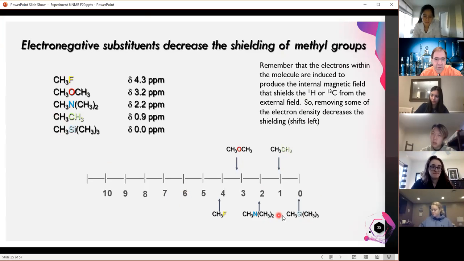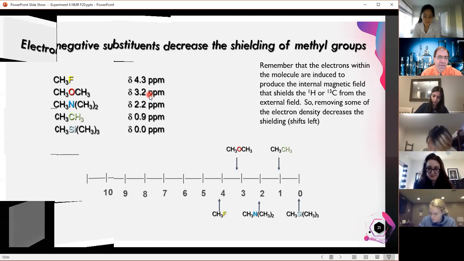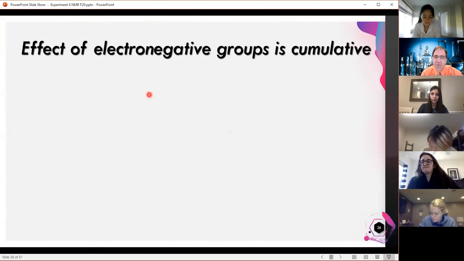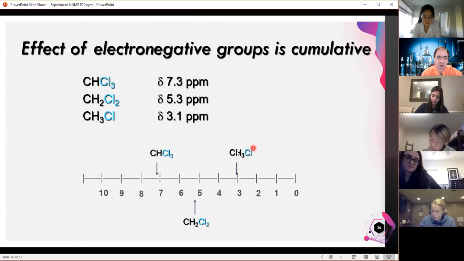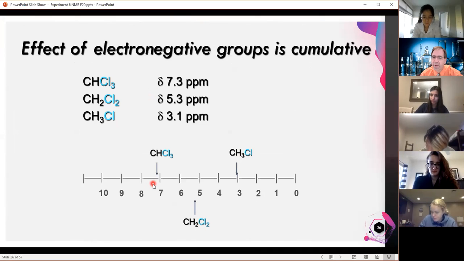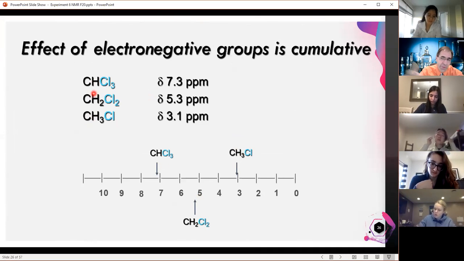Okay, so these are real molecules with real chemical shifts. And the effect is cumulative. So if you have 1 chlorine, it pulls a little bit away. If you have 2 chlorines, it pulls more electron density away. And if you have 3 chlorines, it pulls you all the way down there to 7.3 parts per million. So we can see that we have a hydrogen, but it shows up in different places depending upon how many chlorines it's near. This is this idea that we can start to get an understanding of what's connected to what as we go through here.